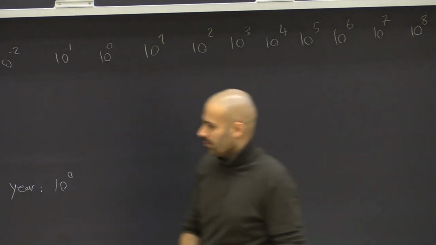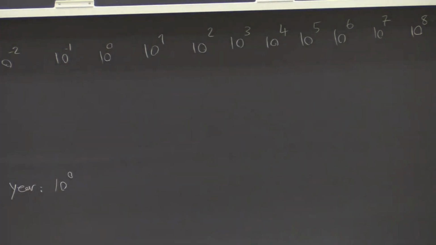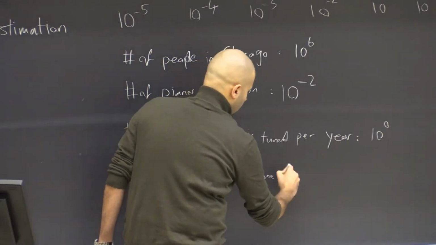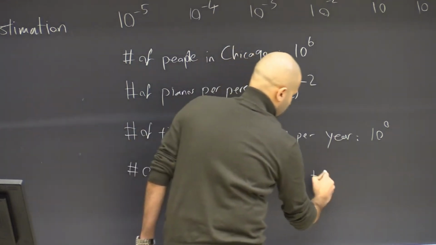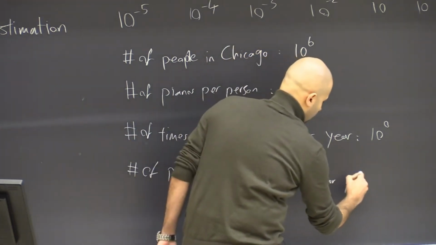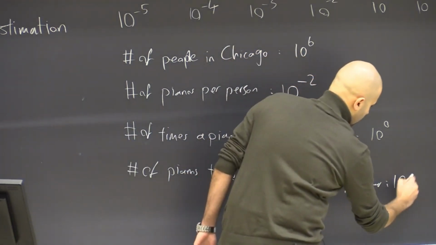Let's go with this. So number of pianos tuned by one piano tuner per year, 10 to the power of 2.